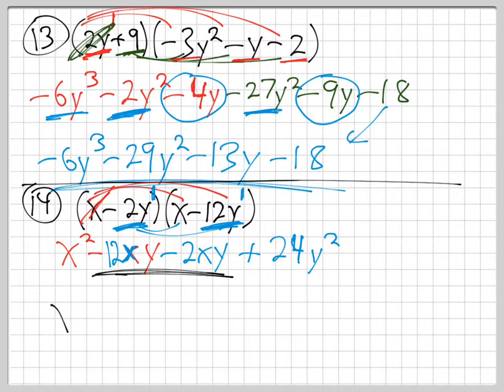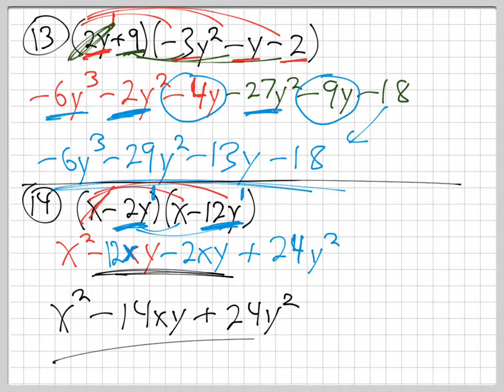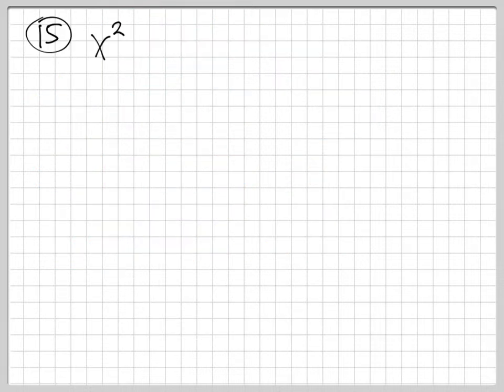And what can we do from there? Yeah, these two in the middle, they're combinable because they're like terms. Minus 14xy plus 24y squared. There we go. I'm going to make it an x. It's x squared minus 2x. It's actually a u in the problem. I'm using x. Minus 35.